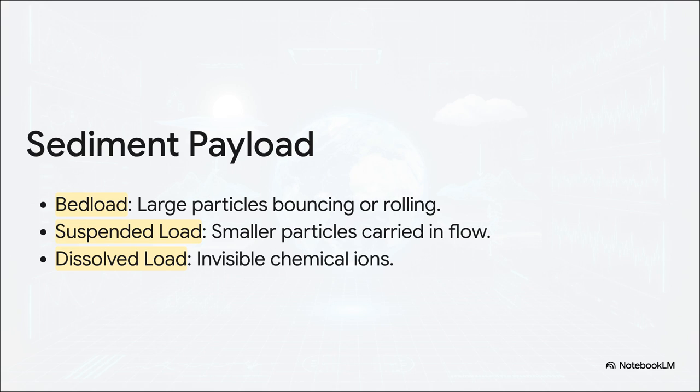First up is the bedload. These are the heavy hitters, the large particles bouncing along the bottom through saltation or just dragging and rolling via traction. Next, you have the suspended load. Those are the smaller sand and silt particles caught up in the current that give rivers that classic muddy look. Finally, there's the dissolved load. These are invisible chemical ions, things like calcium and bicarbonate, that just hitch a ride. They're completely unaffected by how fast the water is moving.